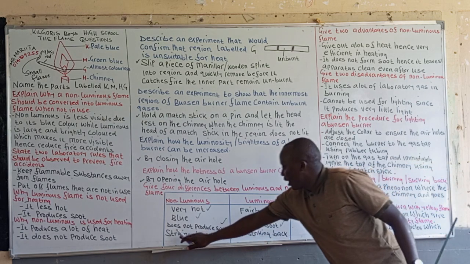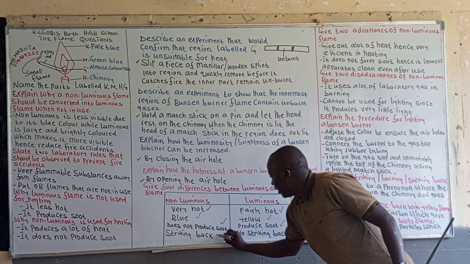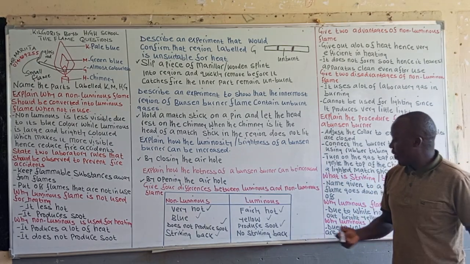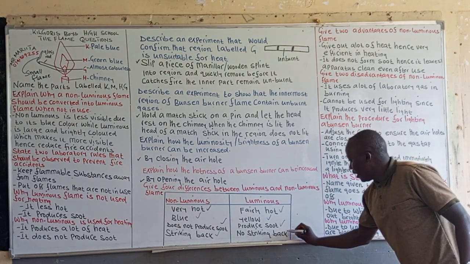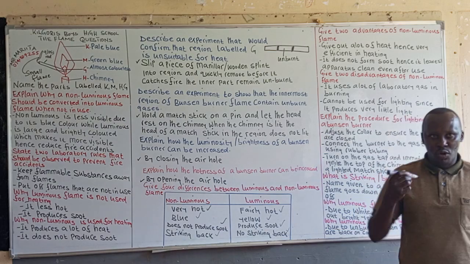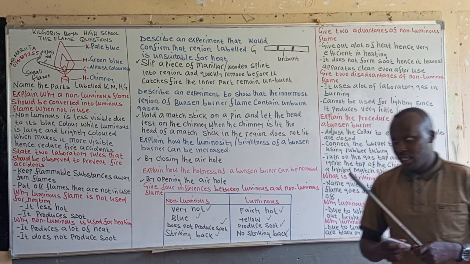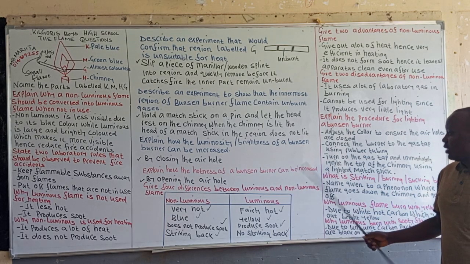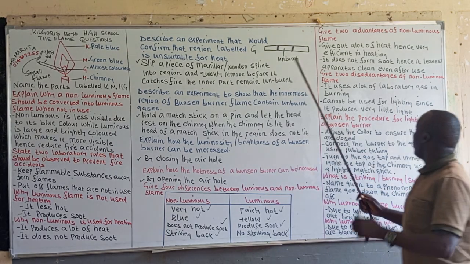This one here, the non-luminous flame, there is a striking back, or a sucking back, or a panning back. In luminous flame, there is no striking back, no sucking back, no panning back. That's a very short answer that you are supposed to give us the differences between non-luminous and luminous flame.